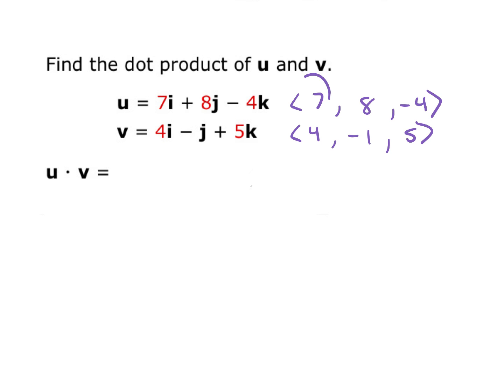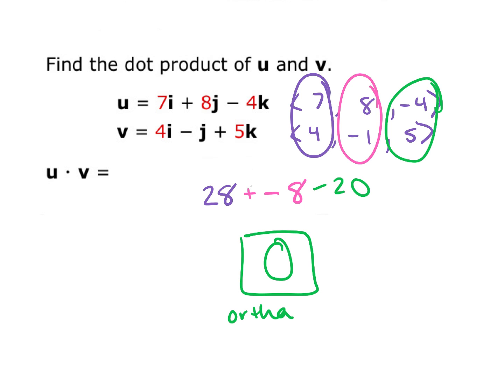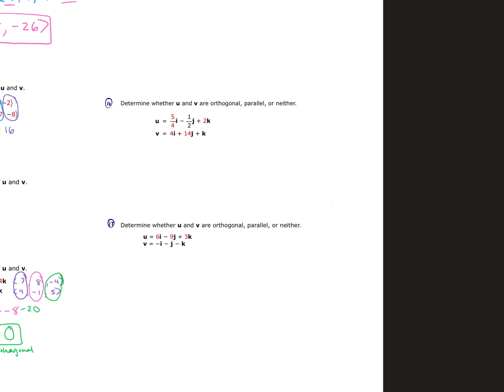So dot product, we take the first ones, multiply them together. So 7 times 4, 28. 8 times 1, negative 1, would be negative 8. Negative 4 times 5, negative 20. And we add them all up together. So what do we get? 0. What do we know about something that has the dot product of 0? It's orthogonal. This one's not asking if it's orthogonal, but we know it is. Are there going to be parallels on the test too?